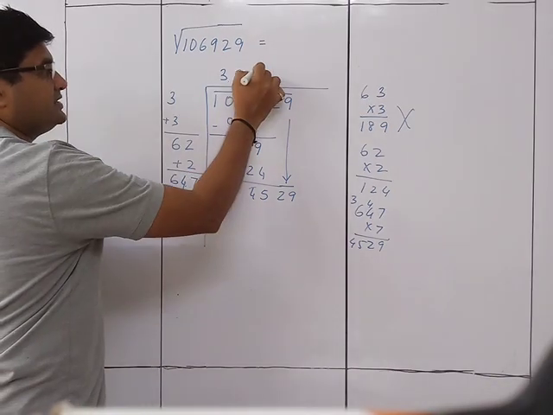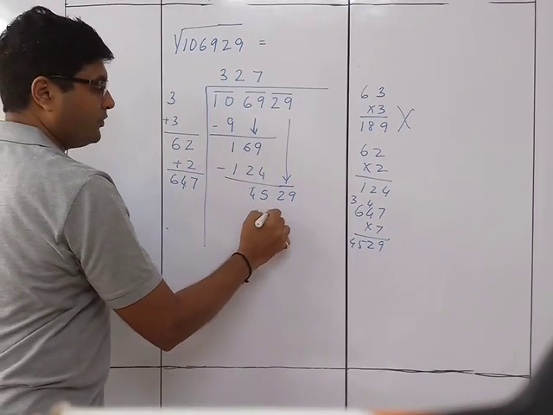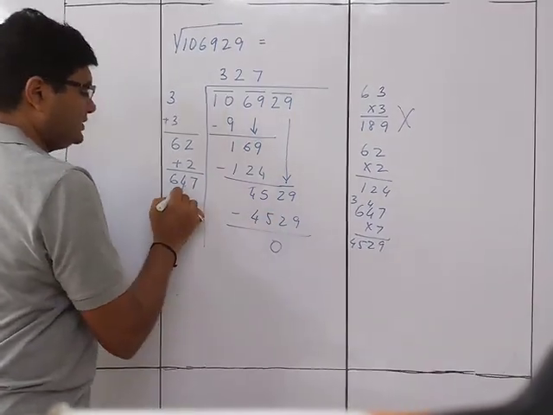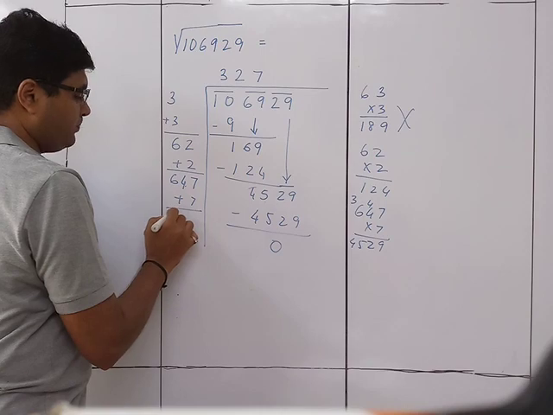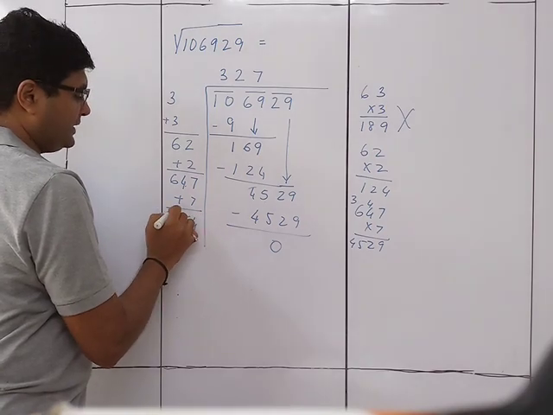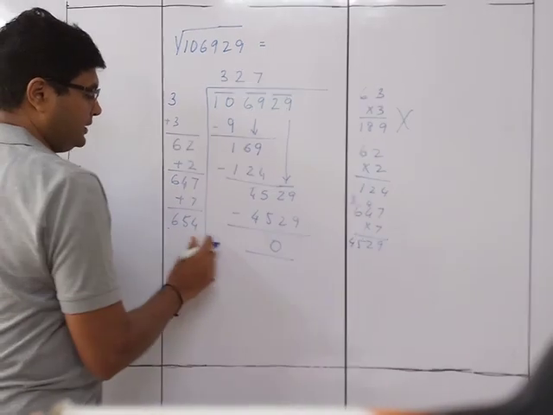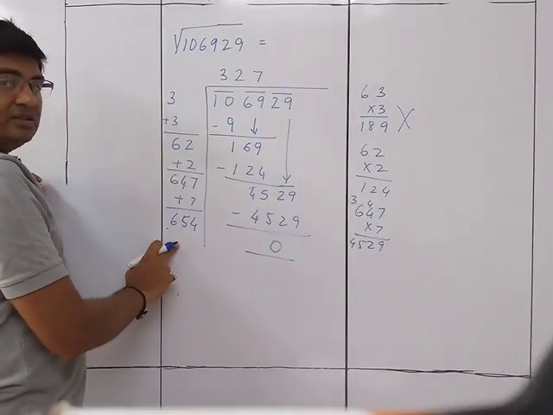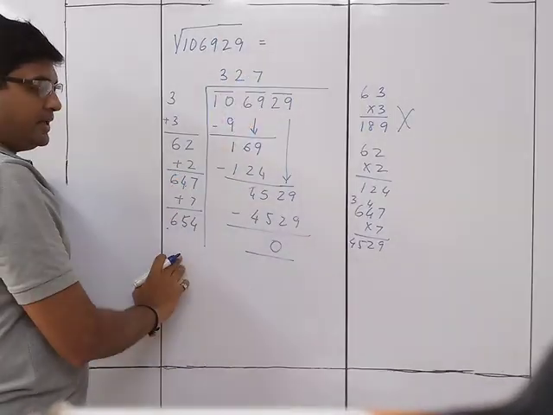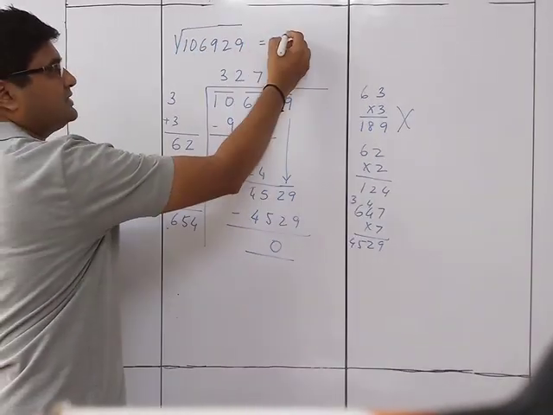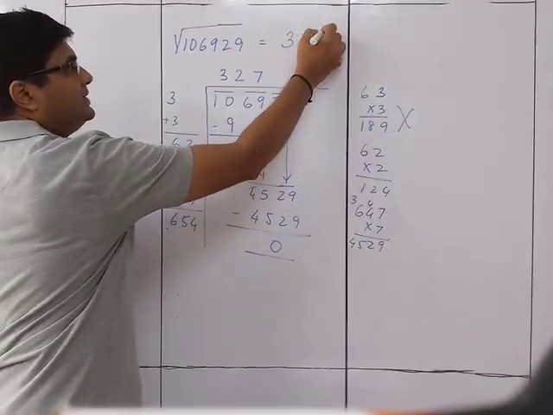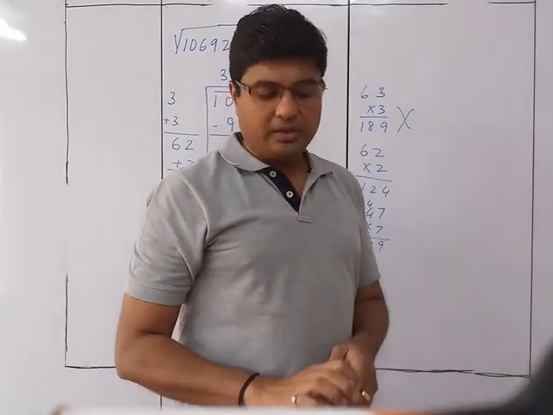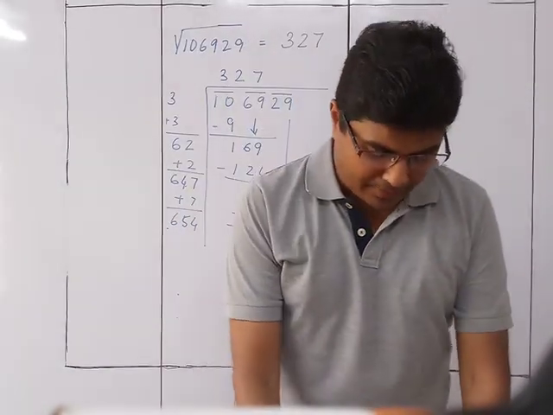647. This is 7. This is 4529. Subtraction gives me 0. This is plus 7, gives me 45 and 6. Now I can always check again that double of 327 is 654. So I got the correct thing, and accordingly my answer is 327. So that is how you do the long division method in case of big numbers.